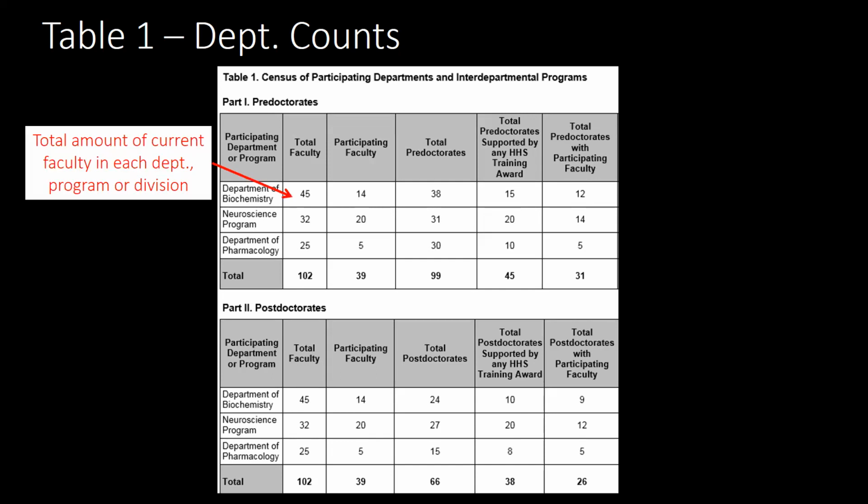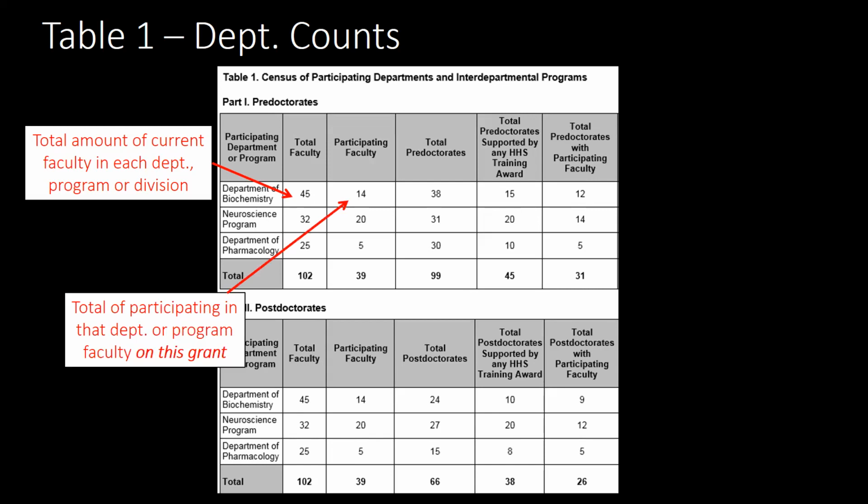So this first column is asking you for your total number of faculty in the Department of Chemistry. Then the next column is participating faculty. So how many faculty members from the total number, which is 45, 14 of those will be participating on your grant. So it's not all of the faculty members in that second or third column. It's just the ones that are actually on your grant.